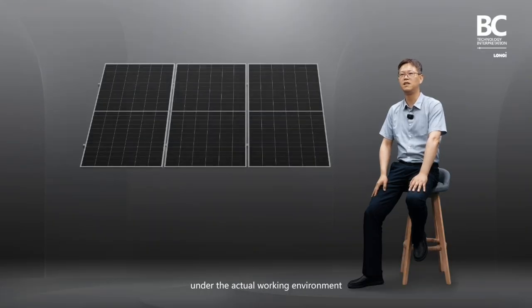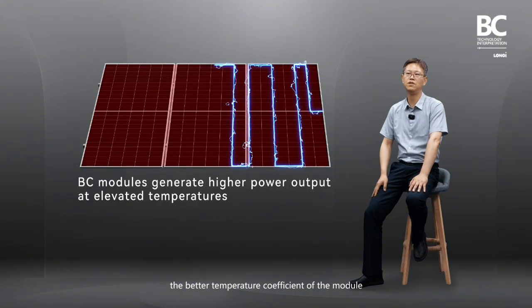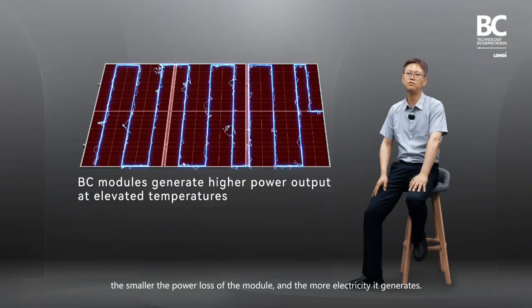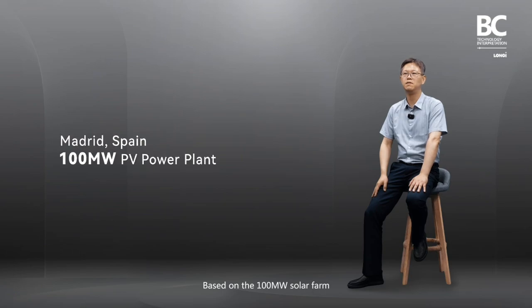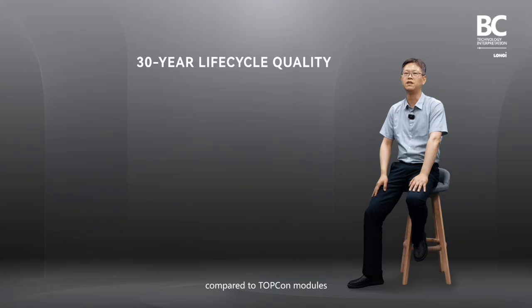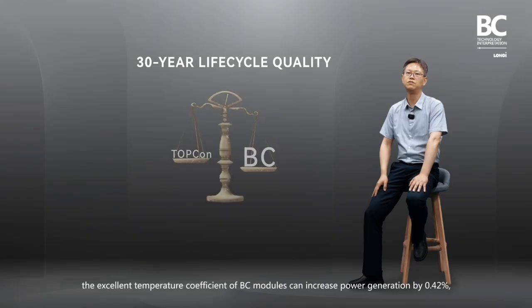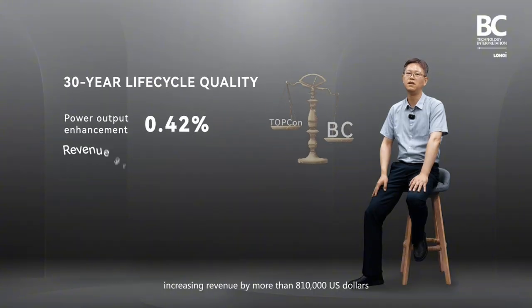As we all know, under the actual working environment, the higher the operating temperature, the better the temperature coefficient of the module, the smaller the power loss of the module, and the more power it generates. Based on the 100 MW solar farm, the relevant calculations for the 30-year full lifetime show that, compared to TOPCon modules, the excellent temperature coefficient of BC modules can increase power generation by 0.42%, increasing revenue by more than $810,000 US. Longi.